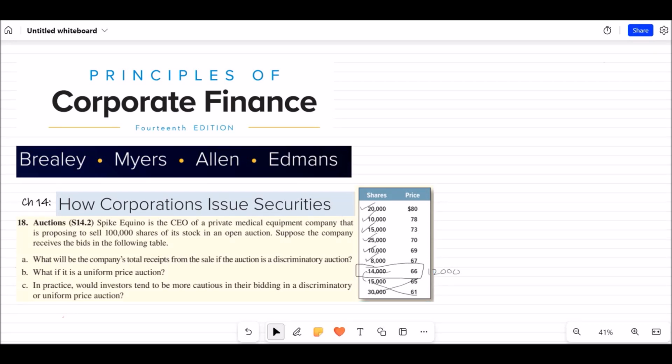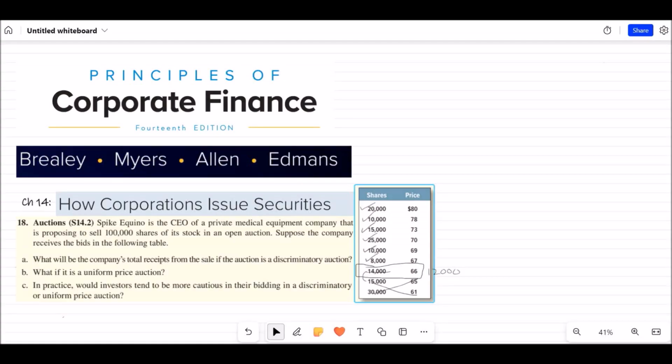Like in this example, the price charged will be 66, no matter if you bid for 20,000 shares at a price of 80, you will be charged 66. So there is less chance of overpaying. So people bid more comfortably in the uniform price auction.